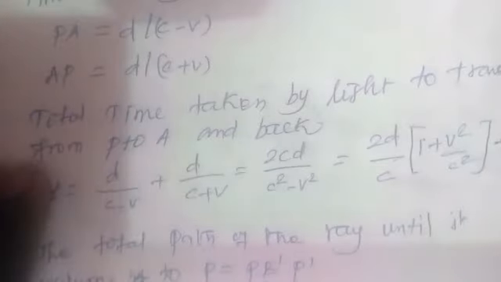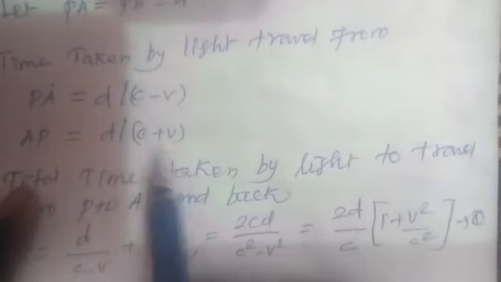Let PA be equal to BP, equal to d. Now the time taken by light to travel from P to A is d divided by c minus v, and from A back to P is d divided by c plus v, the returning way.